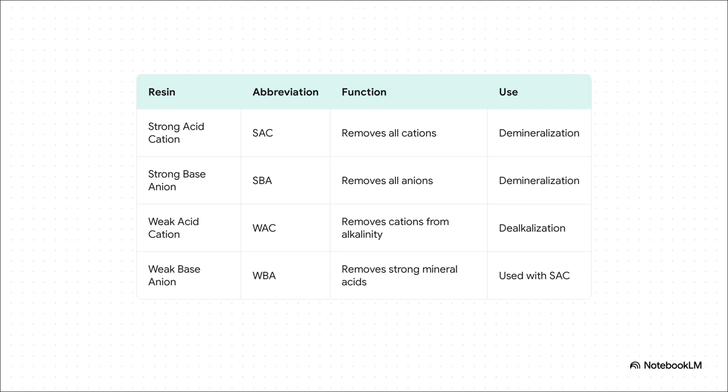This is your cheat sheet for the different tools in the ion exchange toolbox. For full demineralization, the power couple is a strong acid cation, or SAC resin, followed by a strong base anion, or SBA resin. The SAC grabs all the cations and kicks out hydrogen ions, and then the SBA grabs all the anions and kicks out hydroxide ions. The weak acid and weak base resins, they're more like specialized tools, often used for things like dealkalization. They're really well known for their high regeneration efficiency.